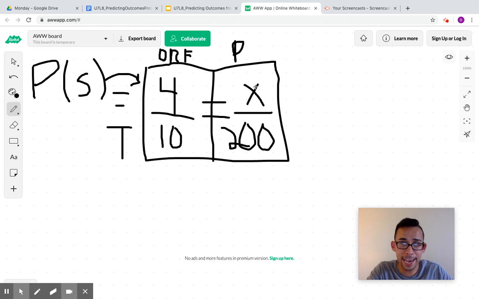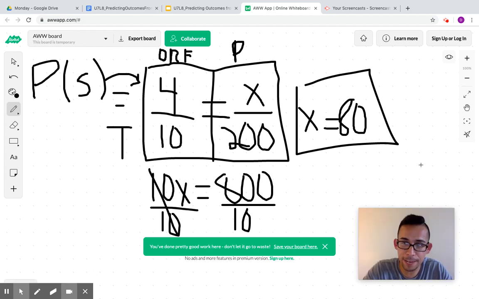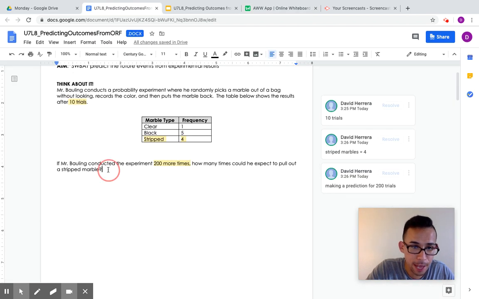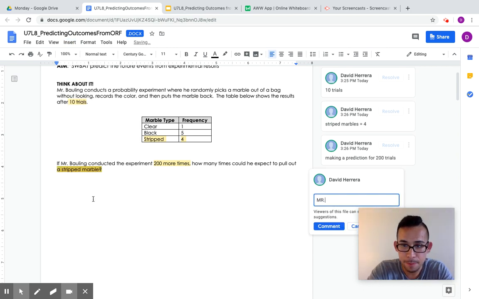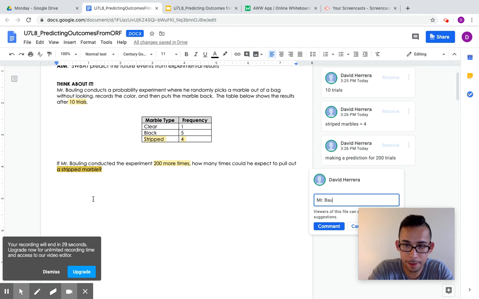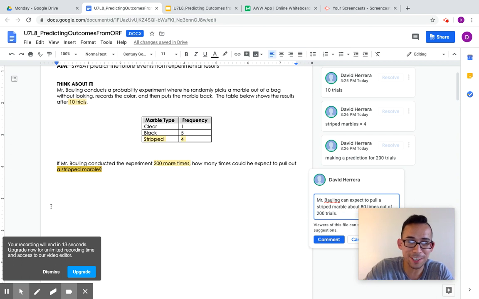So I'm going to press pause again. Let's cross multiply, divide, and let's check back in. All righty, scholars. So the number that we should have got is 80. So now going back to the handouts, I will write this answer as a complete sentence. Mr. Balling can expect to pull a striped marble about 80 times out of 200 trials. Awesome.